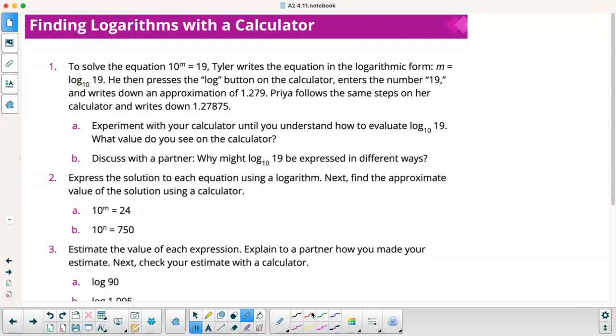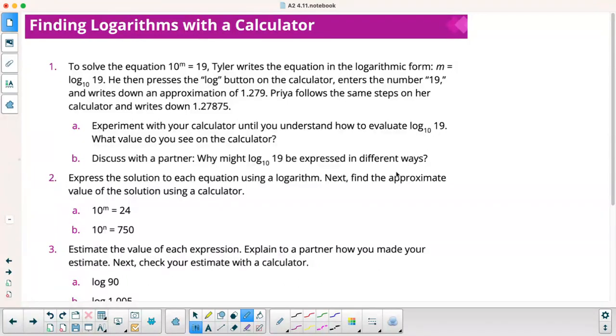To solve the equation 10 to the m equals 19, Tyler writes the equation in logarithmic form. So m equals log base 10 of 19. He then presses the log button on the calculator, enters the number 19, and writes down an approximation of 1.279. Priya follows the same steps on her calculator and writes down 1.27875. Experiment with your calculator until you understand how to evaluate log base 10 of 19. What value do you see on your calculator?